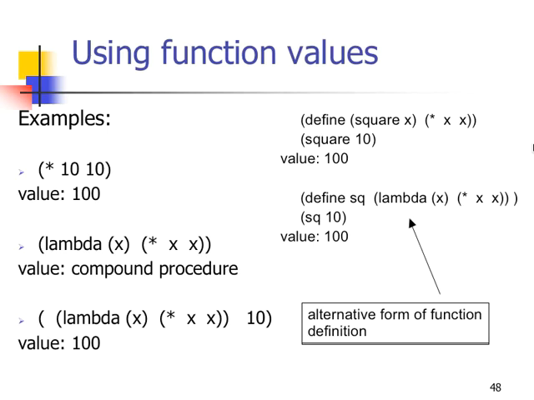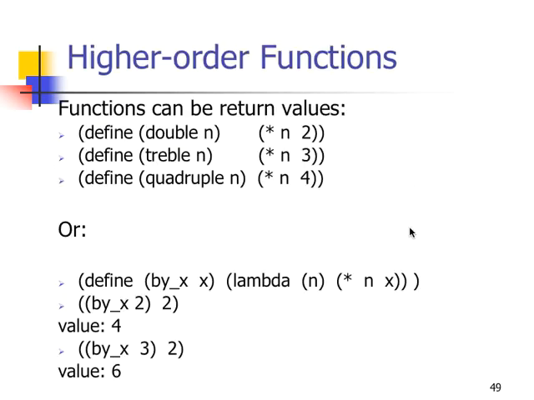Here are some examples. The times 10 by 10, we can define. In fact, over here is the alternative form of the definition, where we've got define square x, but we're going to say define SQ, and we're going to use lambda x instead of square x in there. It's going to have the same functionality, but we're calling it by SQ. Here we've defined it as square x, but it's not necessarily being used. Anyway, it depends upon whether or not you want to put names in there or you only want to have an unnamed function.